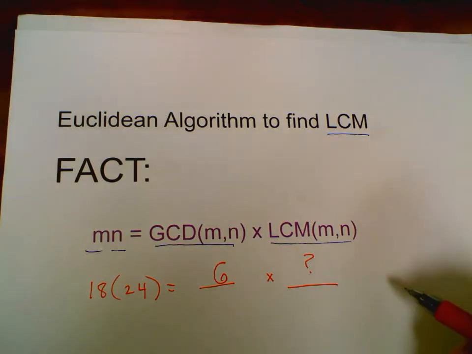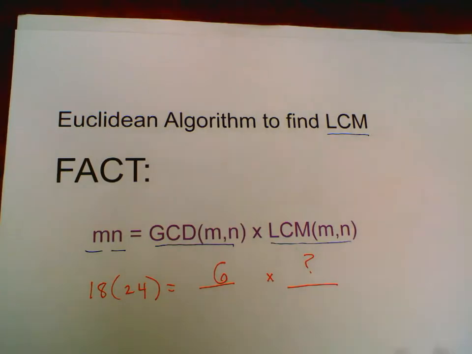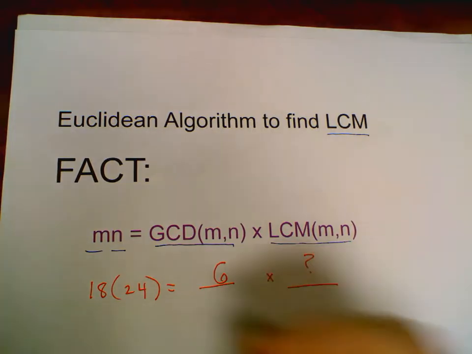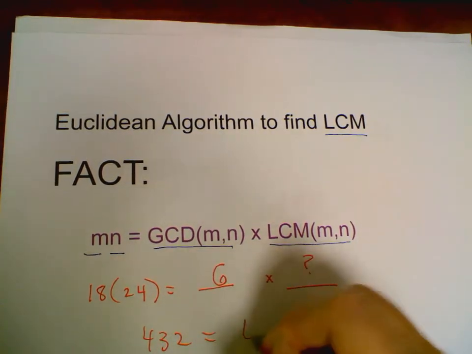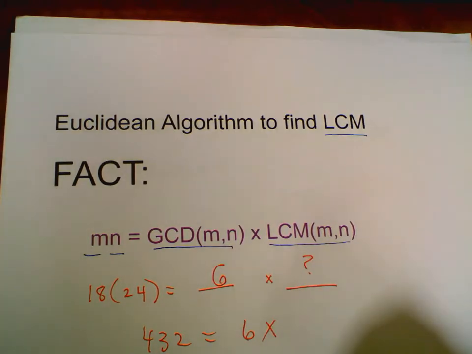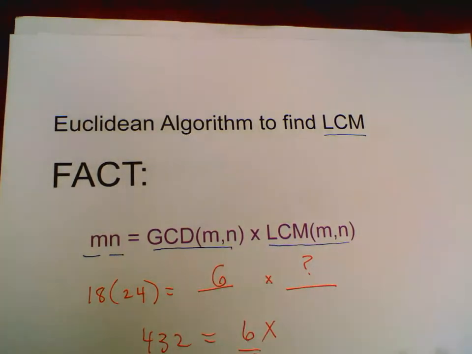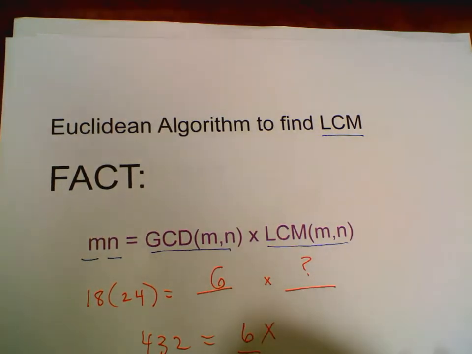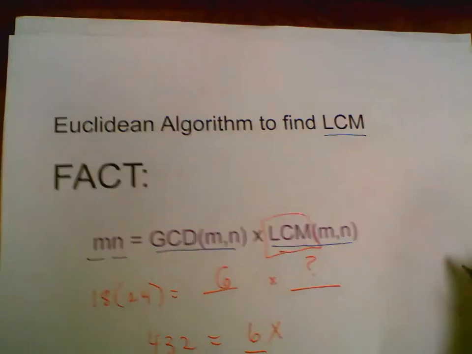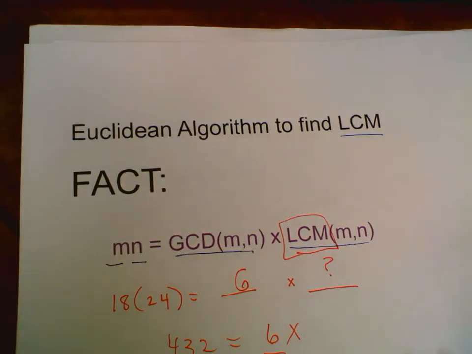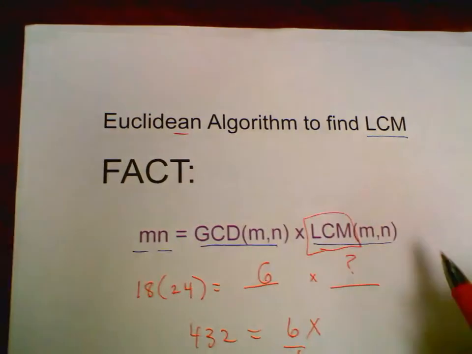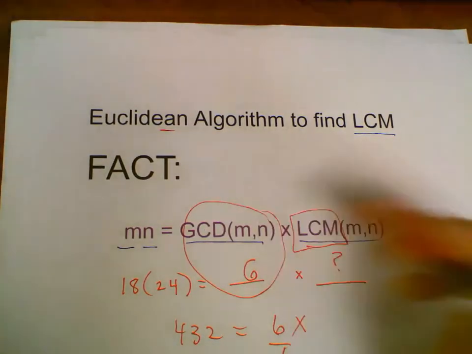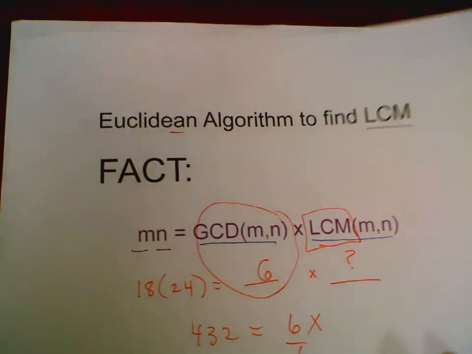If we multiply 18 times 24 together, let me get a calculator out. 18 times 24, that's 432. It's going to equal 6 times the number we're looking for. We just divide by 6 and we'll have the answer. 432 divided by 6 is 72. 72 is the least common multiple. So we find the least common multiple using the Euclidean algorithm method by first finding the greatest common divisor and then using it in this fact.